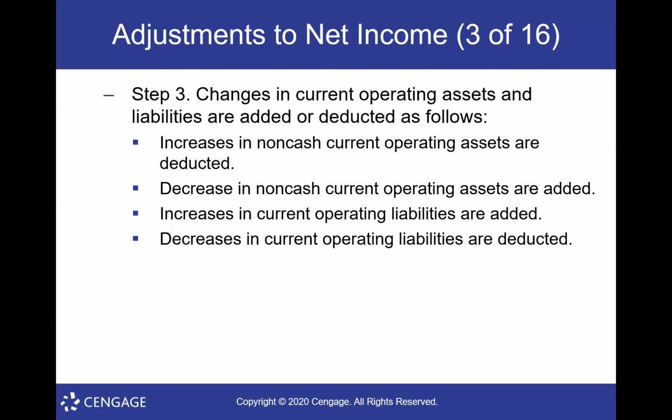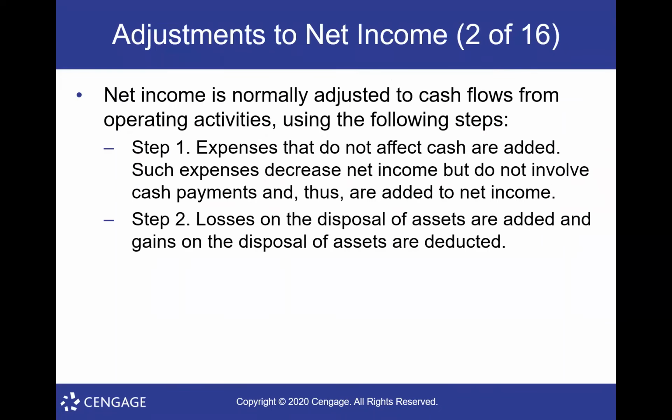This is just spelling out the steps again. In fact, I'll read through it one more time. Our adjustments to net income, step one, expenses that do not affect cash are added. Such expenses decrease net income, but do not involve cash payments and thus are added to net income. Almost always that's depreciation expense. Not that many businesses have a lot of intangibles like patents and stuff. And so the most common is just depreciation. You're just adding depreciation back in.